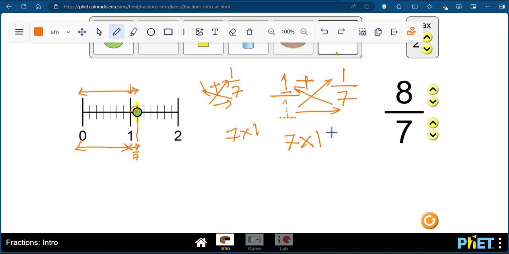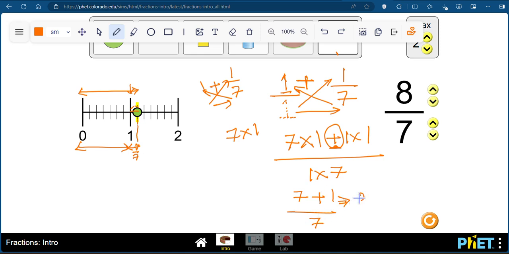Now this multiplication. We will add this to 1 multiply by 1. This arrow tells me multiply these two. 1 multiply by 7. Let's simplify this. 7 multiplied by 1 is 7 plus 1 multiplied by 1 is 1. 1 multiplied by 7 is 7. This is 8 over 7, and we are getting the same answer.